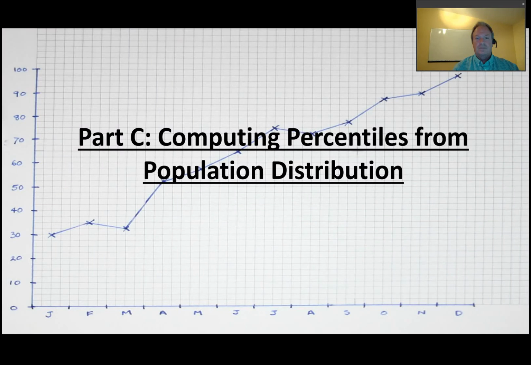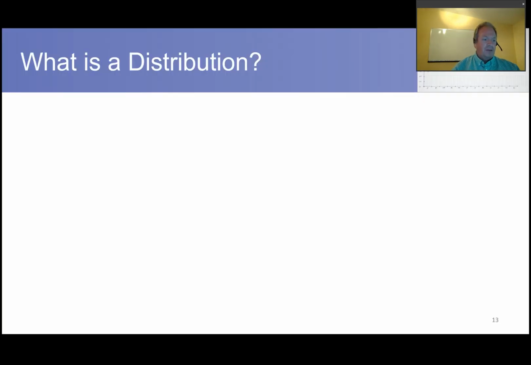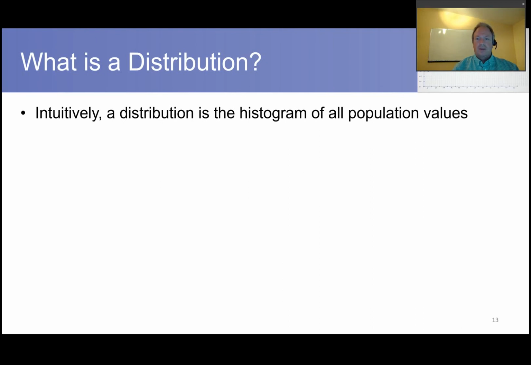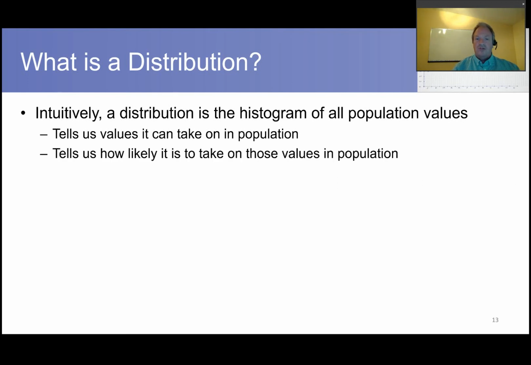Okay, so now we know how to compute percentiles from data. What if we have a population distribution? We no longer have sample data. And before we get into this problem, I want to talk a little bit about distributions first. One way of thinking about a distribution is that it's the histogram of the values of a variable if we had every single value in the population. And a distribution itself tells us what values the variable can take on in the population and how likely it is to take on those values.